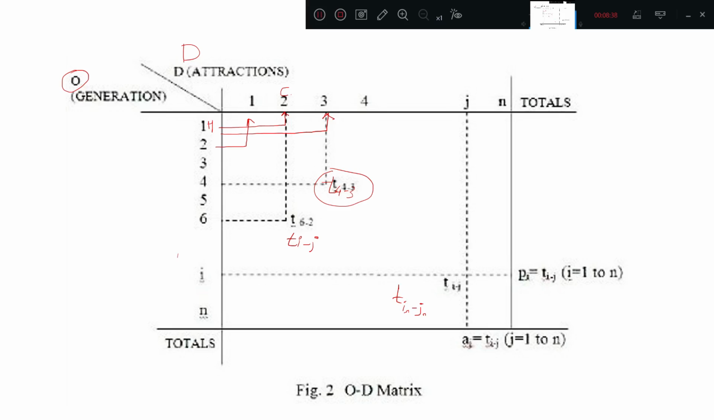And if you want to calculate the total number of trips generated from zone 1, how can we calculate? You just need to sum all these trips, whatever value it will be coming. These are nothing but the trips generated from zone 1. If you make the sum of all this, you will get the trips generated from zone 1. Like this, you can calculate for all the zones. And if you want to calculate the total number of trips attracted towards zone 1, it is nothing but the sum of all these numbers. This is trips attracted towards zone 1, right? It is very simple.